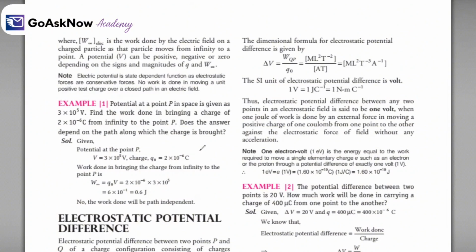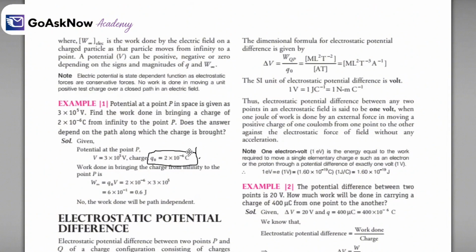Infinity to the point is the electrostatic potential. The potential at point P is already given, which is equal to 3 into 10 to the power 5 volt. And the charge Q naught, that is the test charge, is equal to 2 into 10 to the power minus 6 coulomb. So the work done in bringing the charge from infinity to the point P is Q naught into V. Why Q naught V? This is the test charge, not the source charge.